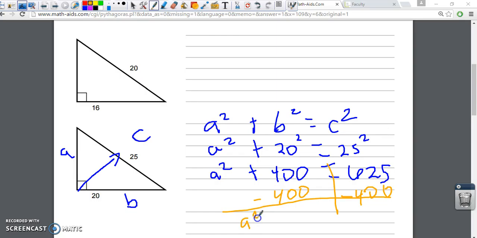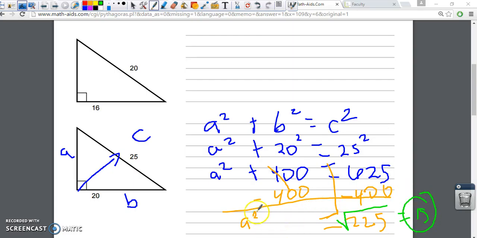Bring down my a squared. Remember that ended up canceling out, so I don't even have to bring it down. Equals 625 minus 400 is 225. Don't forget you have to find the square root of that. The square root of 225 should give you 15. So the final answer is 15.